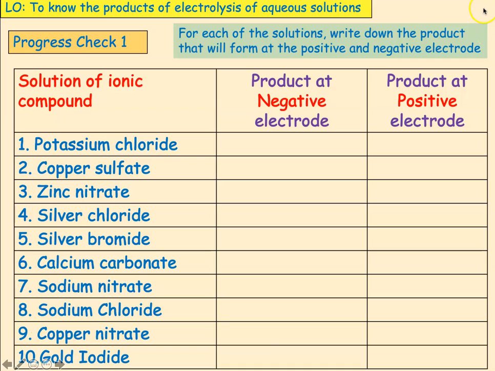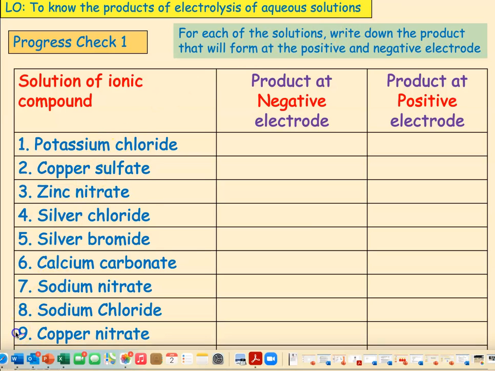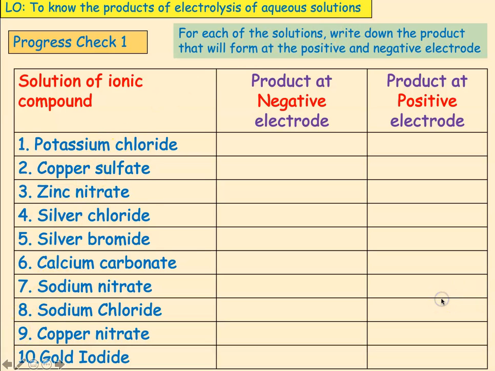So we're going to put that into practice now. What I want you to do is write down numbers 1 to 10 and write down what you think will be made at the negative electrode. So will it be the metal or hydrogen? And what is made at the positive anode, whether it's going to be oxygen or a halogen element. Okay, pause the video now. Okay, so let's have a look at what you've got.